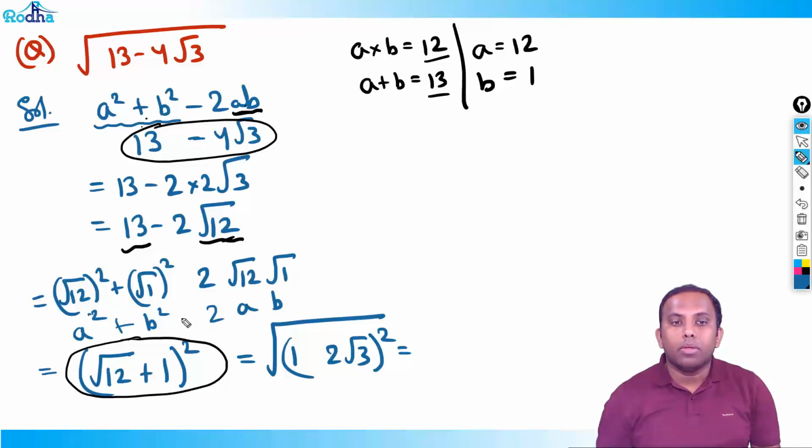Okay, so it should be a minus sign here, right? It becomes (a minus b) whole square. Sorry, minus sign here. So root 12 minus root 1 whole square, right? Root 12 minus root 1 whole square.